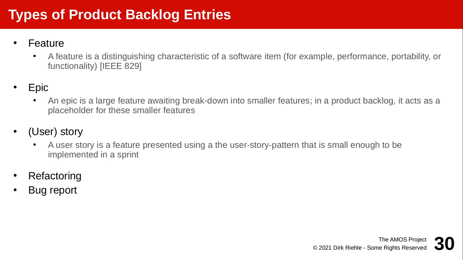As I already mentioned, product backlog entries can be of different types. The most common one is the feature, a distinguishing characteristic of a software item. Also, it could be a desired refactoring to clean up the software, or a bug report to fix a problem with the software. Some agile methods proponents say that a refactoring or a bug report do not create business value and hence should not be in the product backlog.